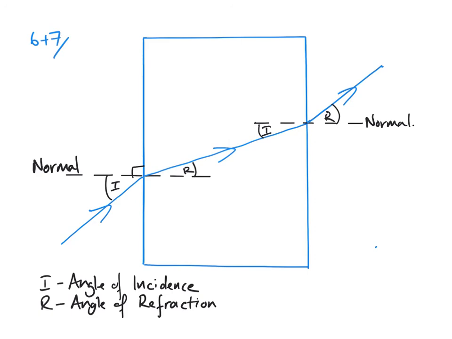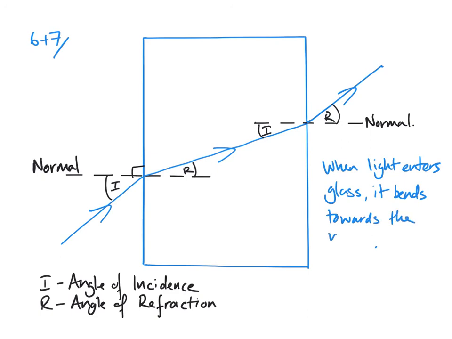Okay, last wee bit. When light enters glass, or any other medium like plastic or water, it bends towards the normal. When it leaves, it bends away from the normal.